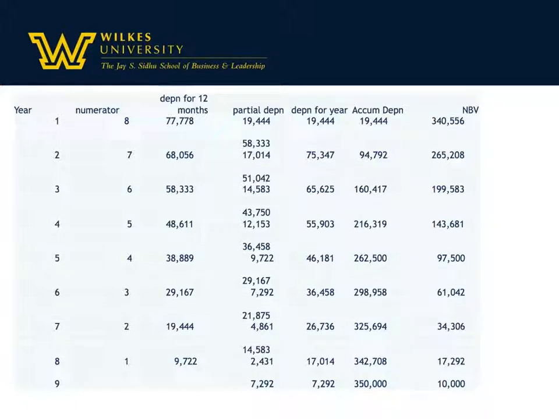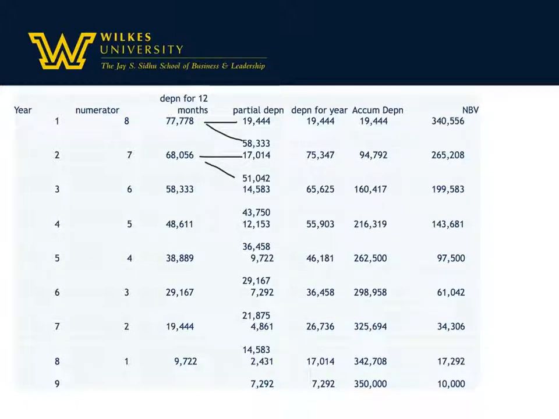The year is the same, the numerator is the same. This is the depreciation for 12 months. Imagine that from the October 1st to September 30th idea. And of the $77,778, I have 3 months, which is $19,444, and 9 months, which is $58,333. The next year's depreciation of $68,056, there's 3 months of $17,014 and 9 months of $51,042.